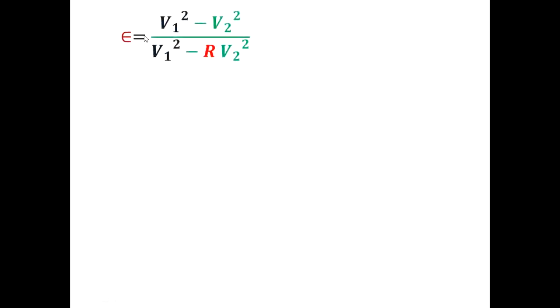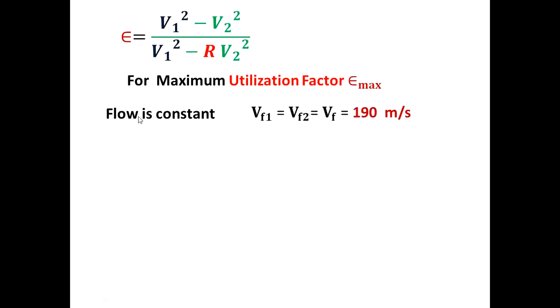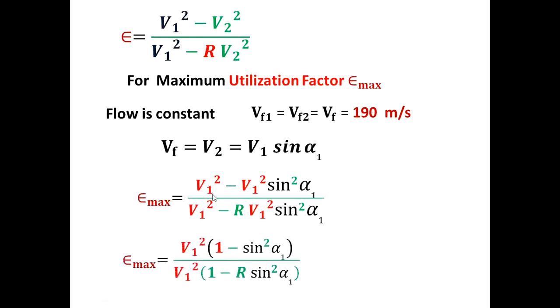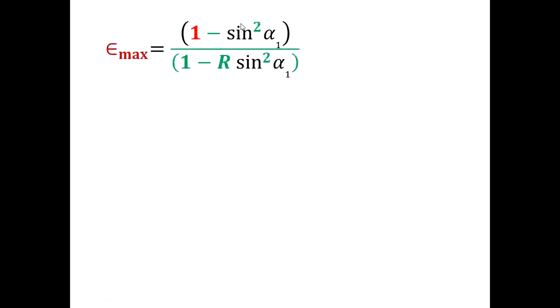Next we go to epsilon is equal to V1 square minus V2 square divided by V1 square minus R V2 square. For the maximum utilization factor, you put in the value of Vf. So I will take V1 square outside, putting V2 as V1 square sin square alpha 1. You will get 1 minus sin square alpha 1 divided by 1 minus R sin square alpha 1.